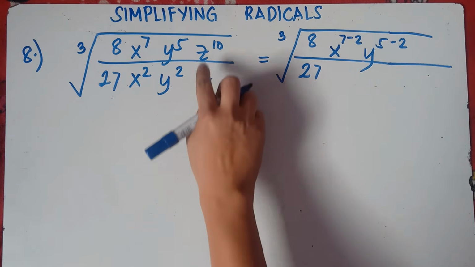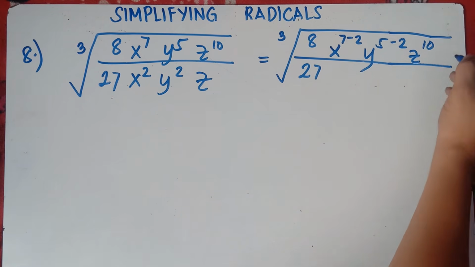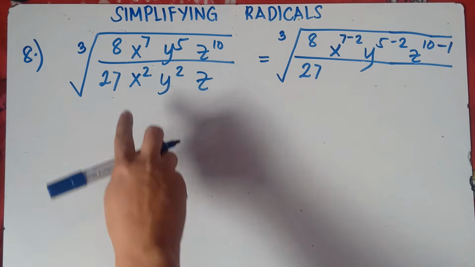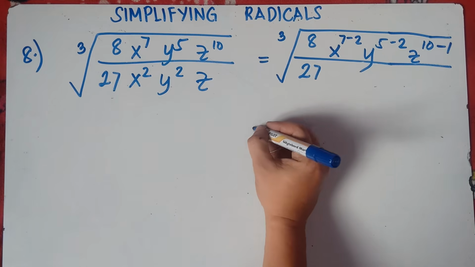And for z, we have z raised to the power of 10, 10 minus 1. So once again, class, same base, simply copy the base. Then you subtract the exponents. I hope you remember, class, the quotient rule on the laws of exponents. Once again, if you want to learn more about the laws of exponents, I will put the link in the description down below.